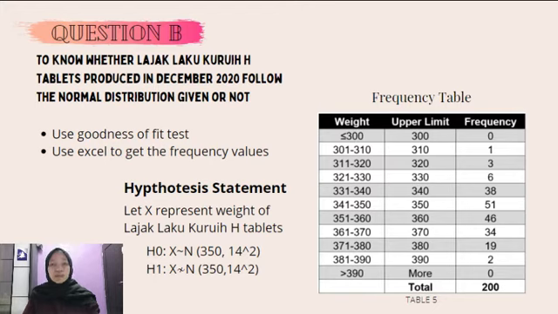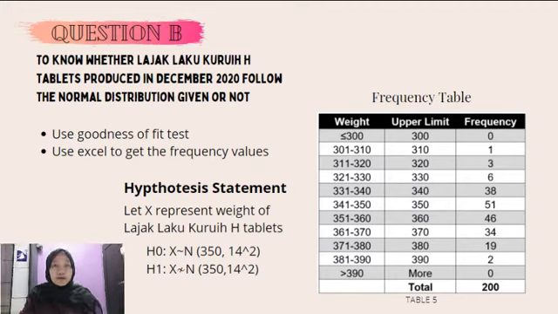First, we need to determine the minimum and the maximum weight of the tablet. After we know the minimum and the maximum, we can make a range with suitable values. After we make the range, we can know the upper limit for every range. By using the range and the upper limit, we can make a histogram graph. From the histogram graph, we can get the value of frequency.